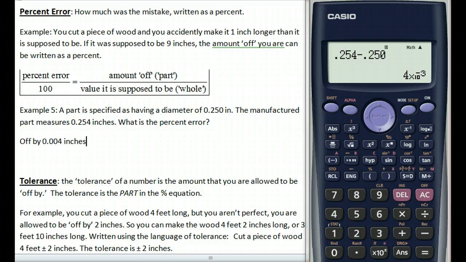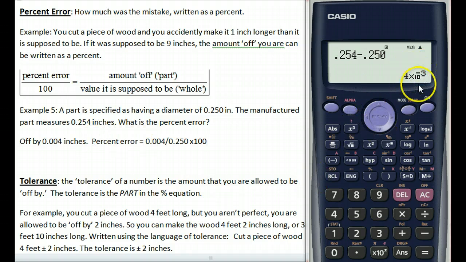So to figure out the percent error, I take how far off it is. Percent error is going to be how far off it is, 0.004, and I'm going to divide that by how much it's supposed to be, 0.250, and I want to turn that into a percent. So I want to multiply that by 100. So here, let me do x and 100. So I'm going to do that in my calculator.